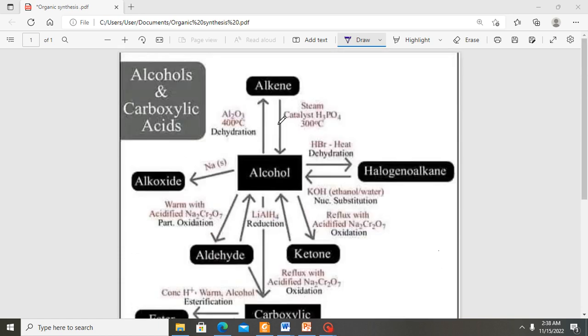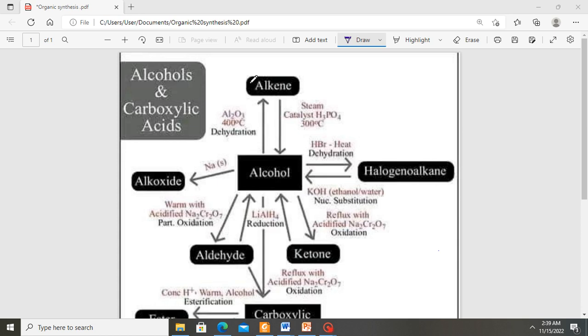So let's begin. Let's look at the various reactions that alcohols can undergo in organic chemistry. These reactions involve the ways of synthesis of alcohols or conversion of other compounds to alcohols. So it can be conversion of alcohols to other compounds or from other organic compounds back to alcohol. The first one you want to look at is the reaction between alcohols and alkanes.